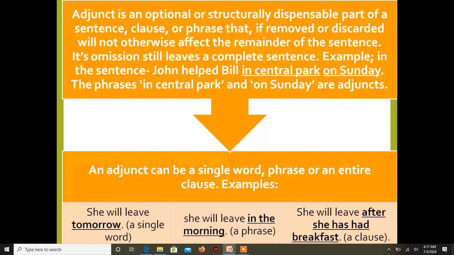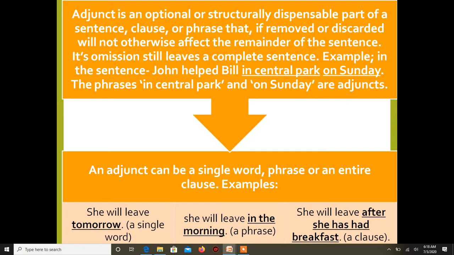What is an adjunct? An adjunct is an optional or structurally dispensable part of a sentence, clause, or phrase that, if removed or discarded, will not otherwise affect the remainder of the sentence. Its omission still leaves a complete sentence. Example, we have the sentence, John helped Bill in Central Park on Sunday. The phrases in Central Park and on Sunday are adjuncts.